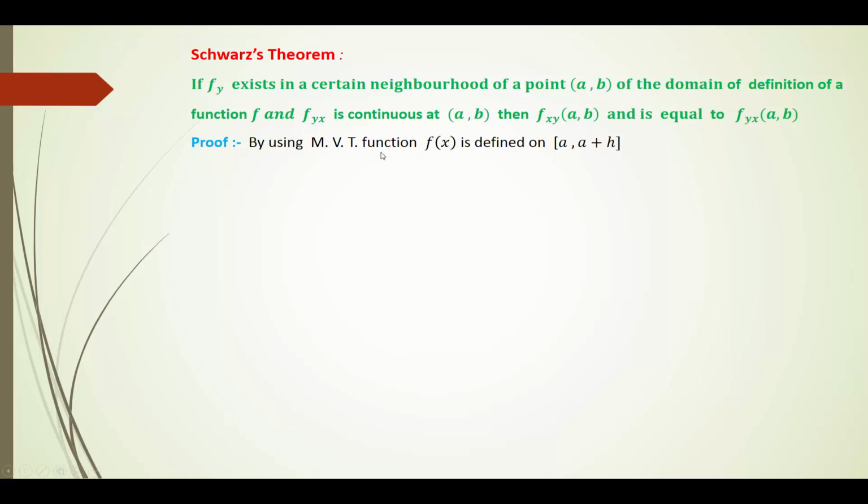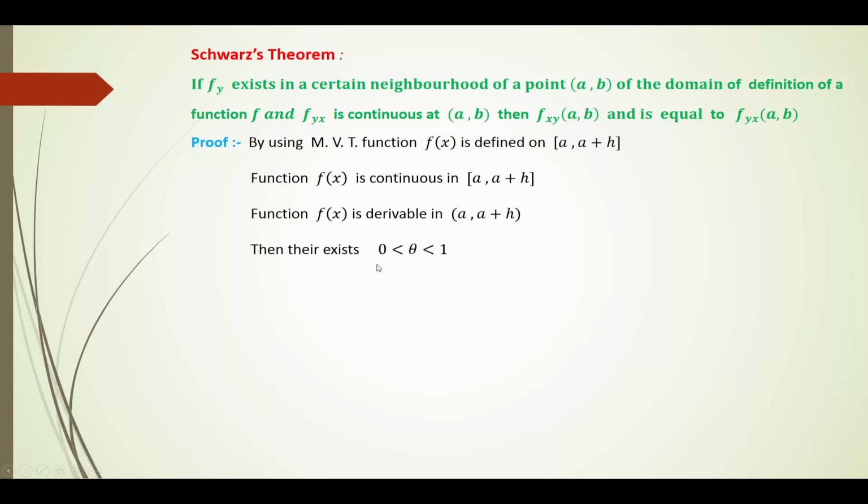Mean value theorem: function f(x) is defined on the closed interval [a, a+h]. Function f(x) is continuous in the closed interval [a, a+h]. Function f(x) is derivable in the open interval (a, a+h). Then there exists a number theta, with 0 less than theta less than 1, such that f(a+h) minus f(a) equals h times f'(a + theta h). This is the mean value theorem in one variable.